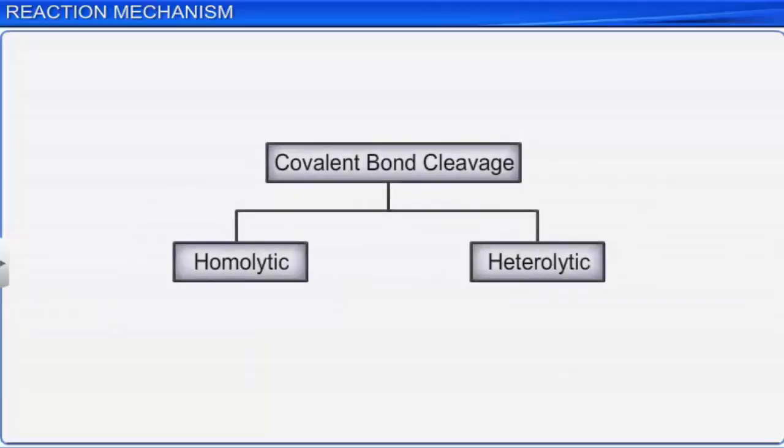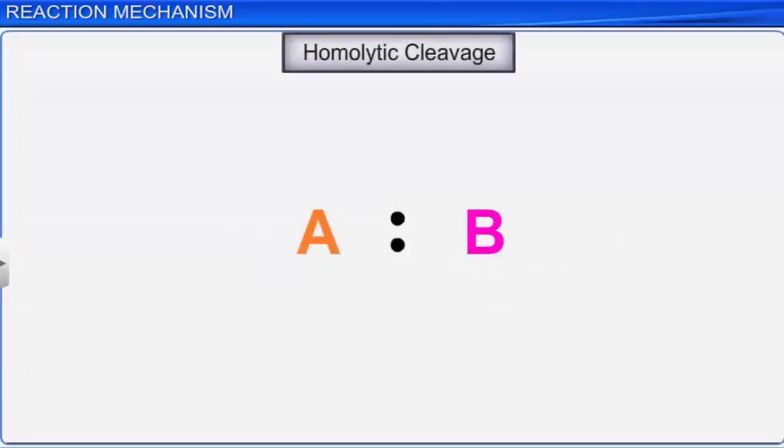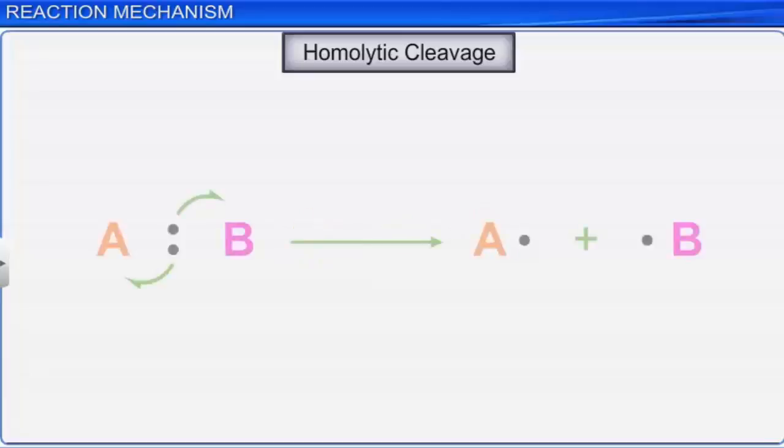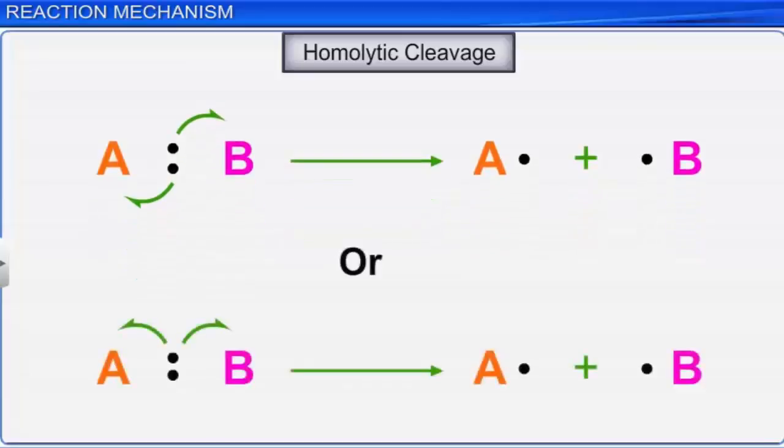A covalent bond can get cleaved either by homolytic cleavage or by heterolytic cleavage. In homolytic cleavage, a bond breaks equally in such a way that each atom gets one electron of the shared pair. A fishhook or half-headed arrow is used to show the movement of a single electron.